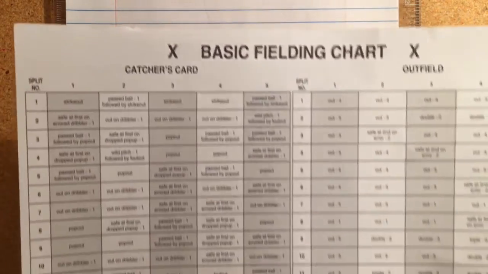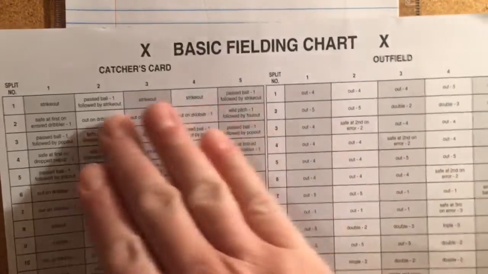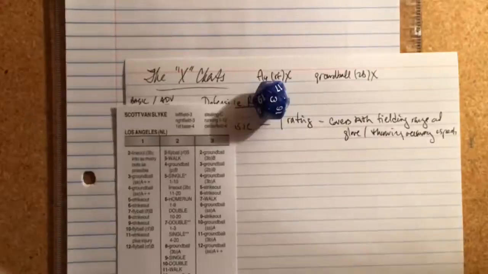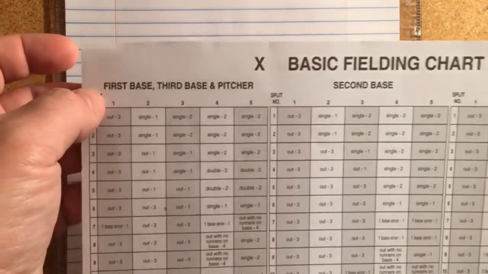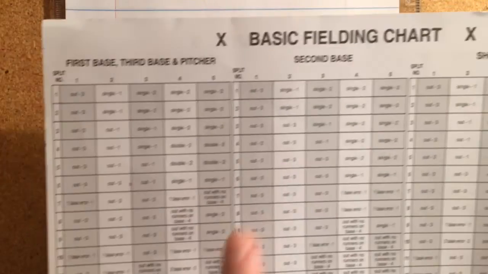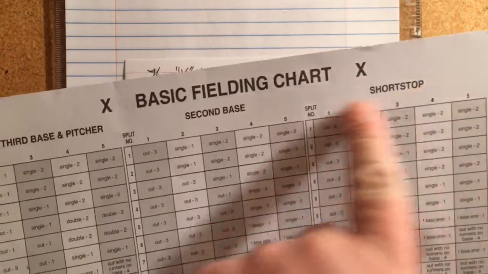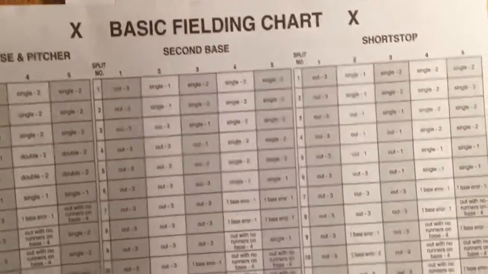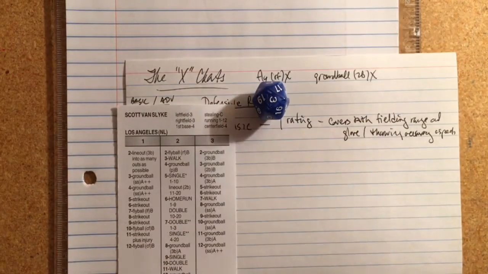The basic fielding chart has two sides. We have the catcher's card, the outfield, and then the other side you have the corner infielders and the pitcher combined into one, and then you have the two middle infield, which catch probably the most of the X chances in the game, I would say.